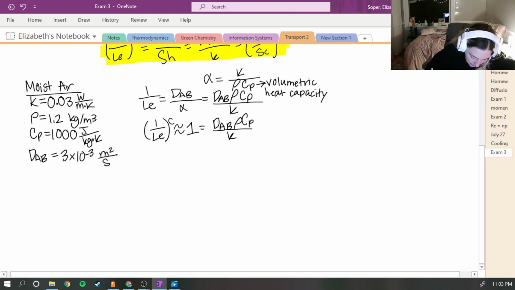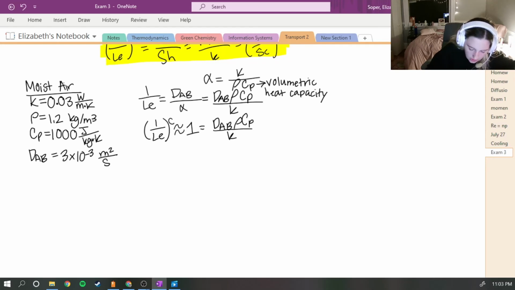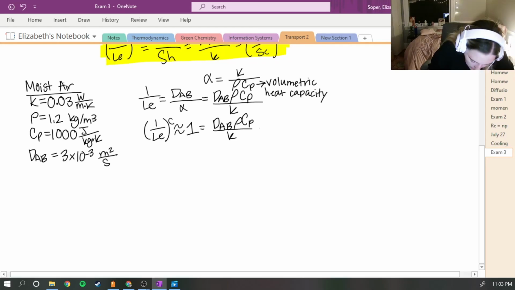So let's see here. Next, let me come through this next. We want to isolate... we know that since this is going to be equal to 1, then the mass diffusivity over the thermal conductivity is going to be equal to 1 over the volumetric heat capacity.